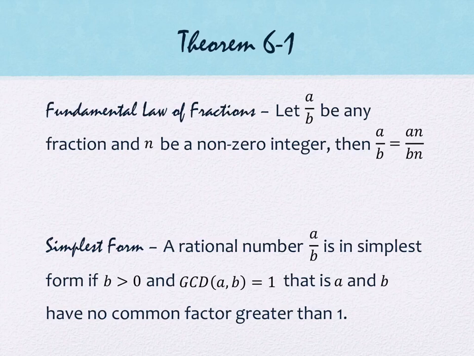Simplest form, however, is created when the A and the B have nothing in common. So this is telling you A over B is in simplified form if B is positive, so the denominator is positive, and the greatest common divisor, this comes from a previous chapter of the book. If you've had number theory, you've seen this notation. If you haven't, it's not a big deal. It's just telling you that the greatest common divisor is 1. Or, equivalently, A and B don't have anything in common. They can't have anything in common that divides them both.